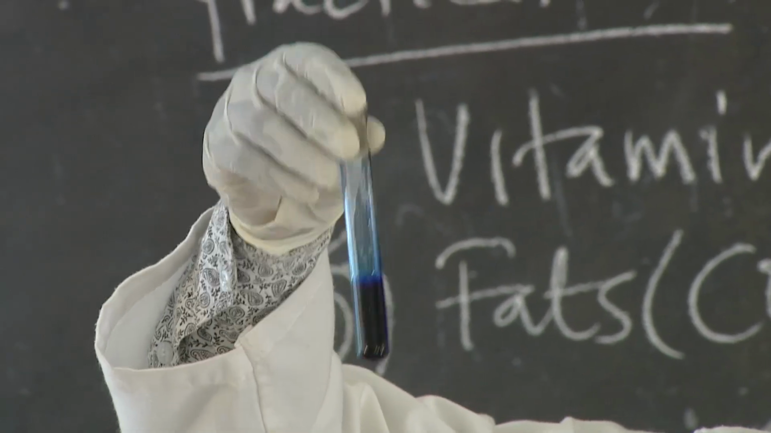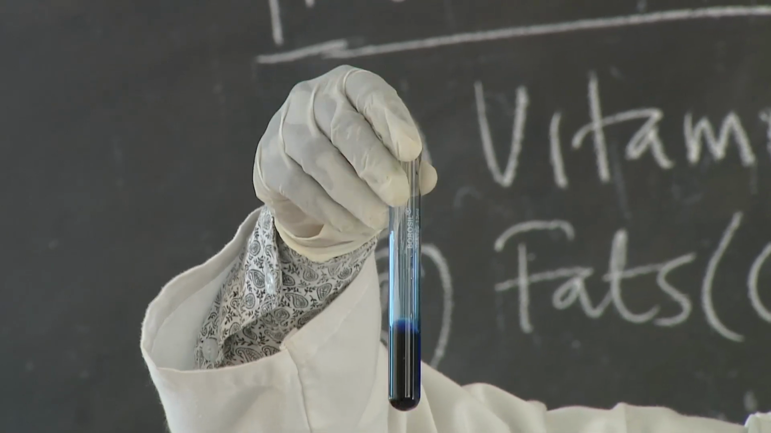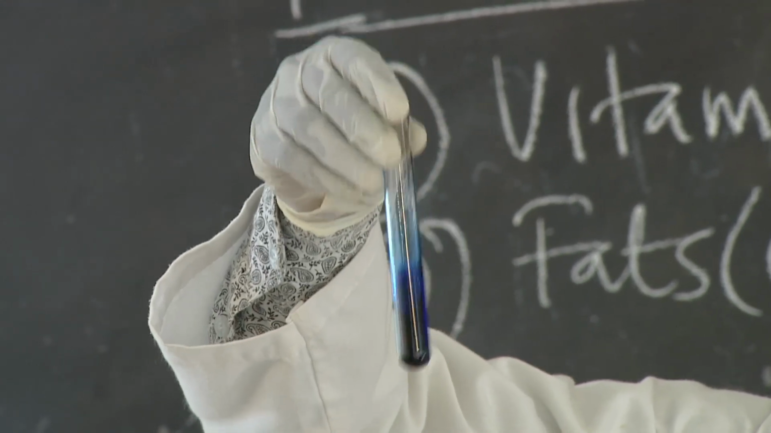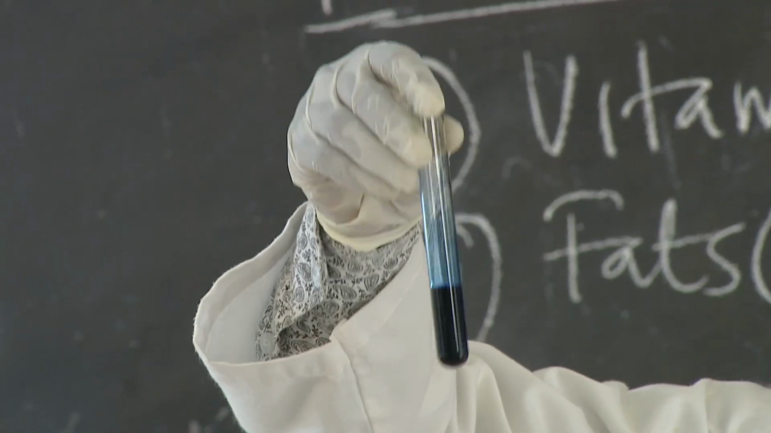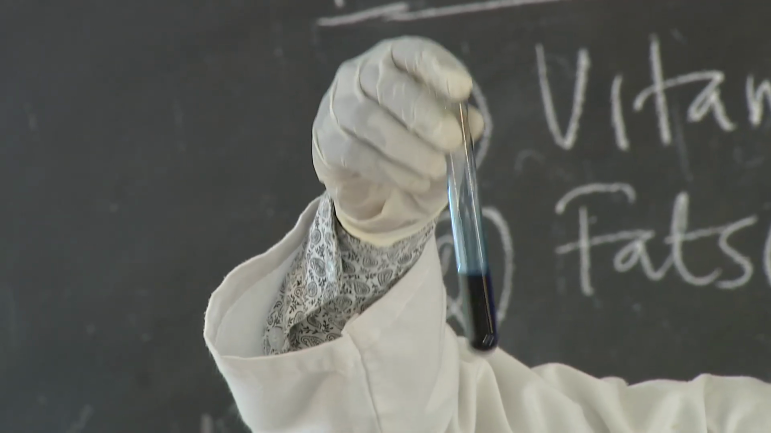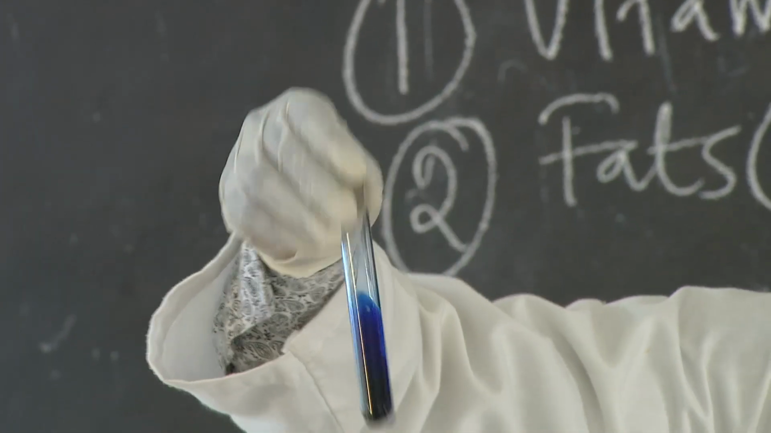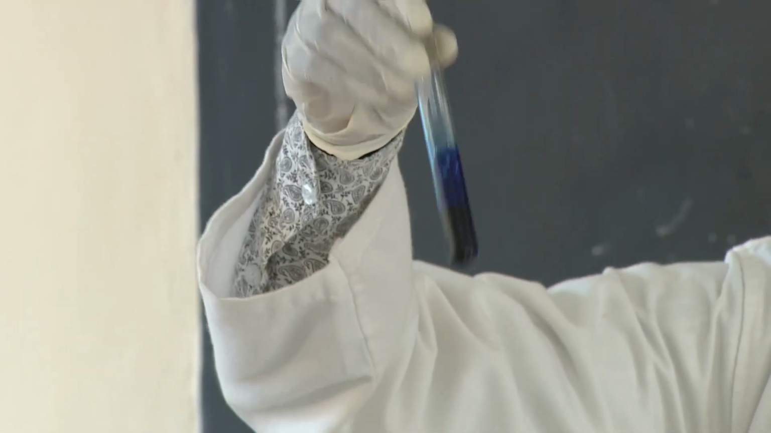When you are observing, I remind you to take a note and write something in your book. If the color persists, it means the solution does not contain vitamin C. But if the color changes to colorless, it means that solution contains vitamin C. I think the color is persisting.